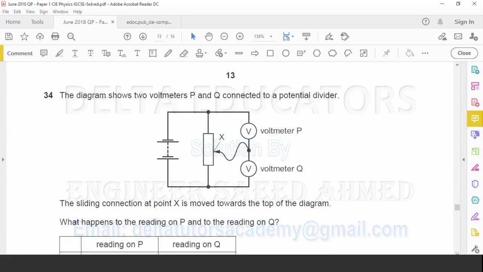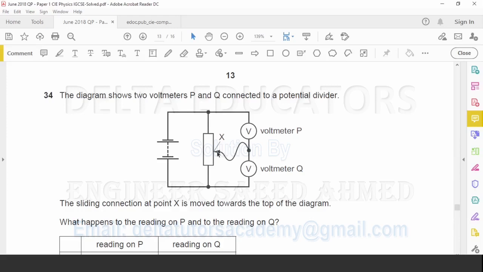Question number 34. The diagram shows two voltmeter P and Q connected to a potential divider. The sliding connection at point X is moved towards the top of the diagram. It is sliding connection. What happens to the reading on P and on the reading on Q? When this sliding bar is in the center, the voltage across this voltmeter P and this voltmeter Q will be same. It will be equal.